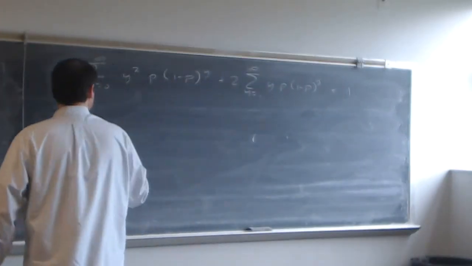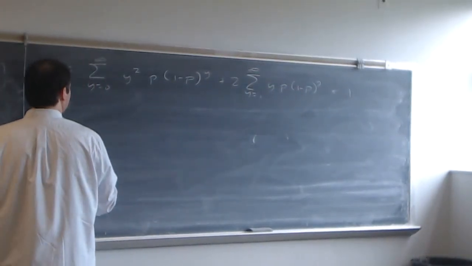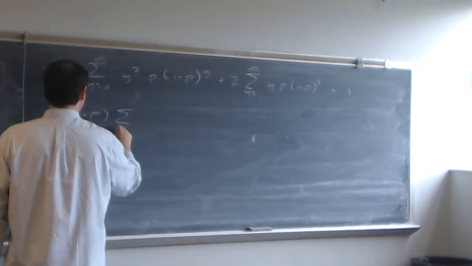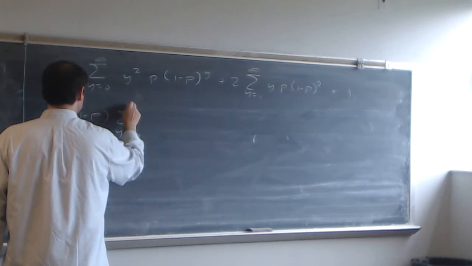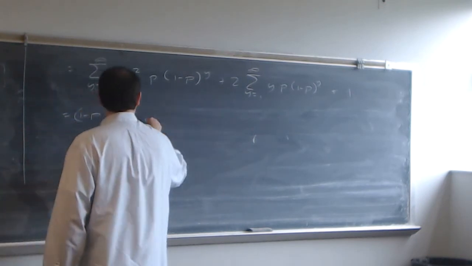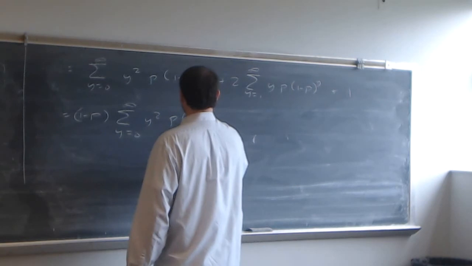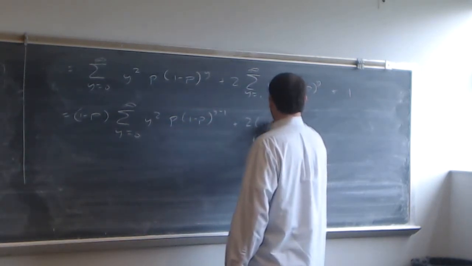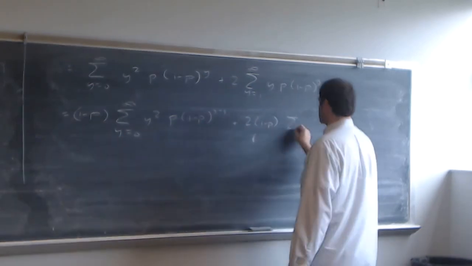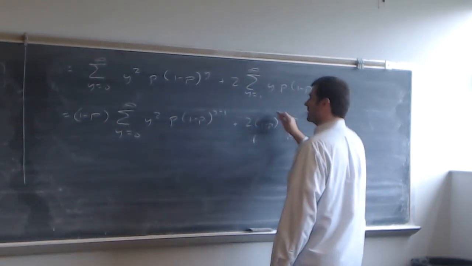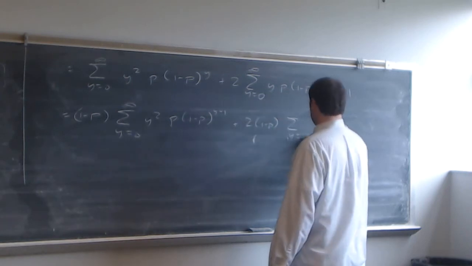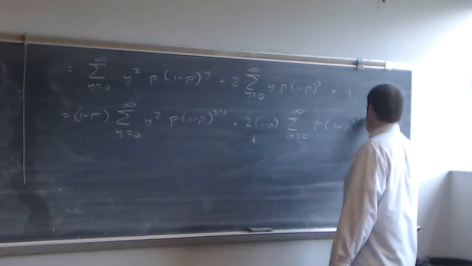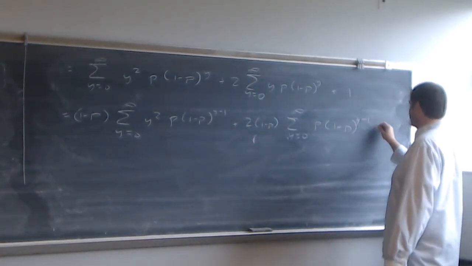Now, what I'm going to do is take out a 1 minus p. So this is equal to (1 minus p) times the sum as y runs from 0 to infinity of y squared times p times (1 minus p) to the y minus 1, plus 2. Again, I'm going to take out 1 minus p. This is the sum as y runs from 0 to infinity of p times (1 minus p) raised to y minus 1, and then plus 1.